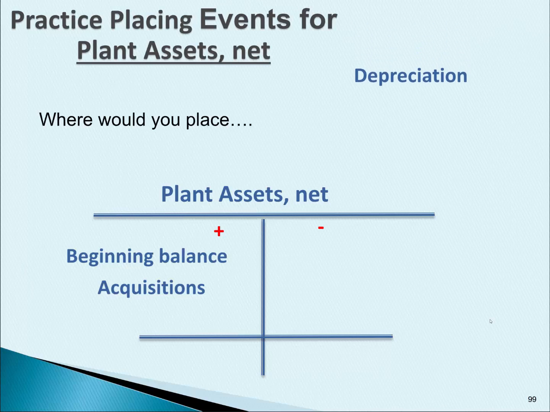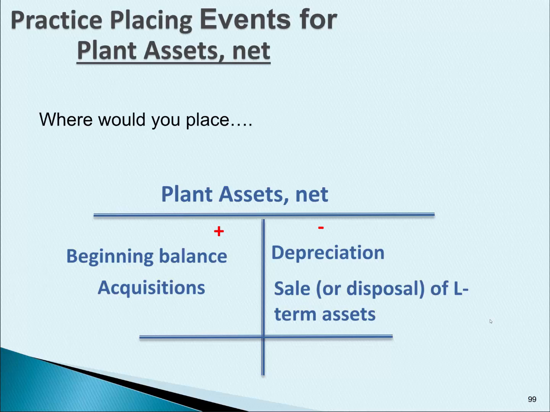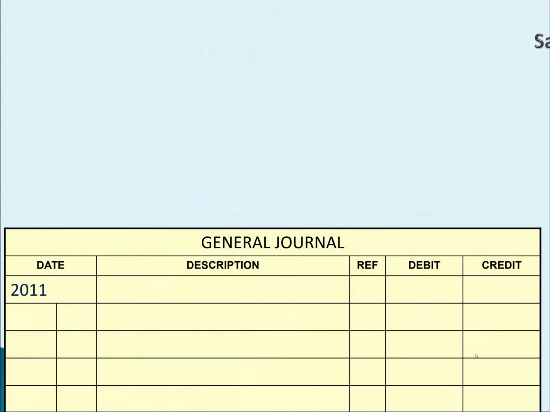And if we have depreciation, where do you think that would go? Well, depreciation is going to be offsetting the value of the plant assets, so that goes on the top right, on the negative side. And if we have a sale or disposal of a long-term asset, where would that go? Obviously, that would go on the negative side, the top right. And finally, where would we place the ending balance? Ending balance goes on the bottom left. So, as we're working through these problems, if we have 4 of the 5, we could find the 5th missing one. So let's get some practice with journalizing selling assets.